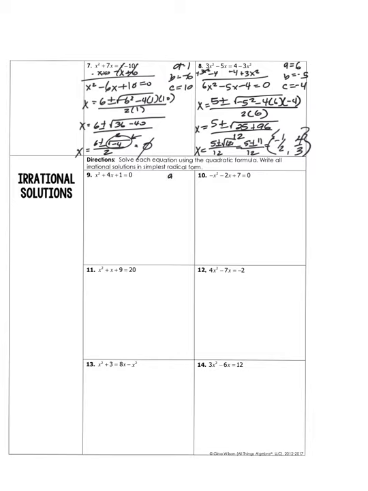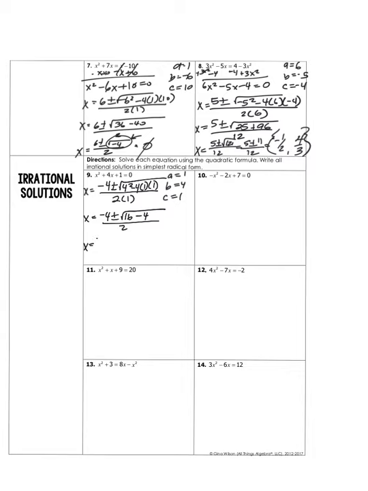Number 9 is already in standard form. A is 1, B is 4, C is 1. So we can go ahead and set up our equation. This is going to be -b, so it's going to be -4 plus or minus the square root of 4 squared minus 4 times 1 times 1, all over 2 times 1. And we can go ahead and start simplifying in the radical. 4 squared is 16 minus 4 all over 2.